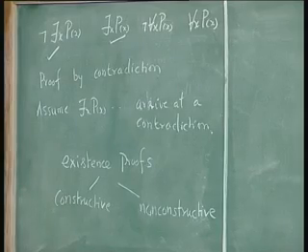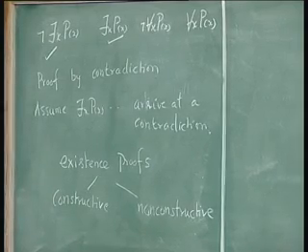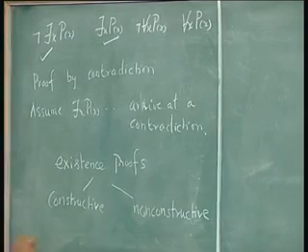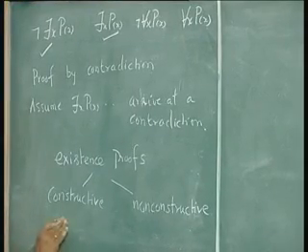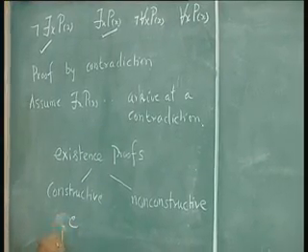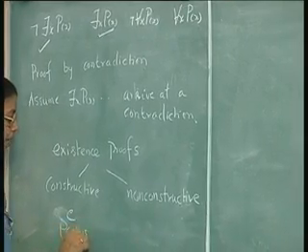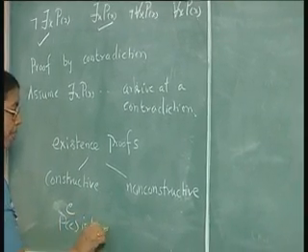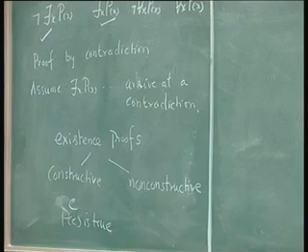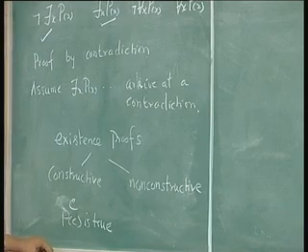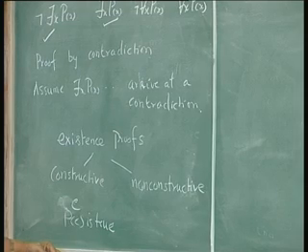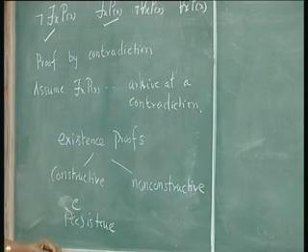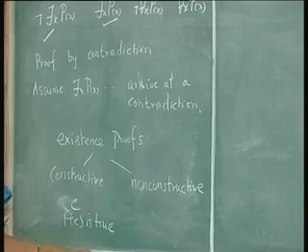A constructive proof gives you the element x. It tells you what the element x is, or some element c for which p of c is true. Sometimes it gives you the exact element c, or sometimes it gives you an algorithm to find that element c, how to find that element c. Such proofs are called constructive proofs.